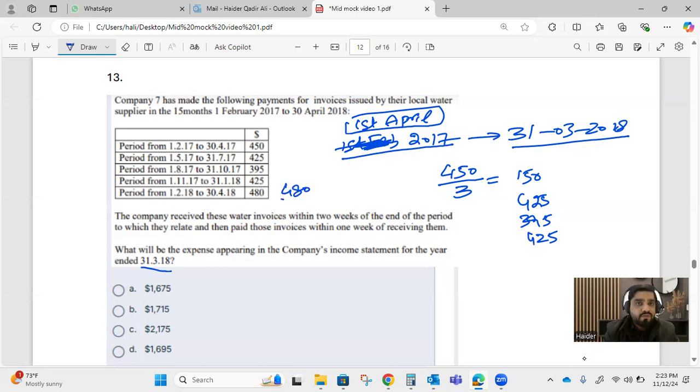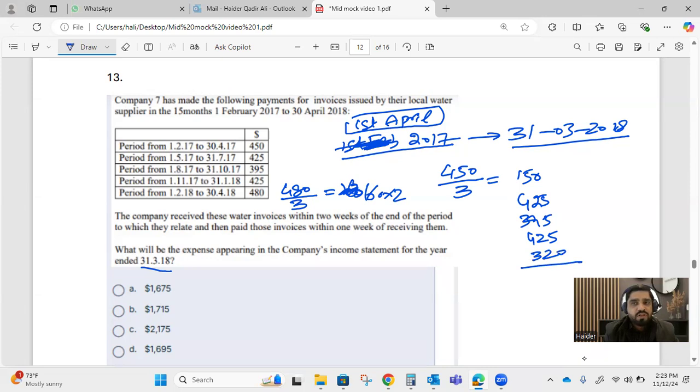480 is the expense starting from 1st Feb till 30th of April. We are ending our year at 31st March. So it means February and March will be taken into consideration. Divided by 3, it will give you 1 month. How much is 1 month? 160. 160 is for 1 month, and we need to take 2 months because February and March will be taken into account. So it is going to give us 320.